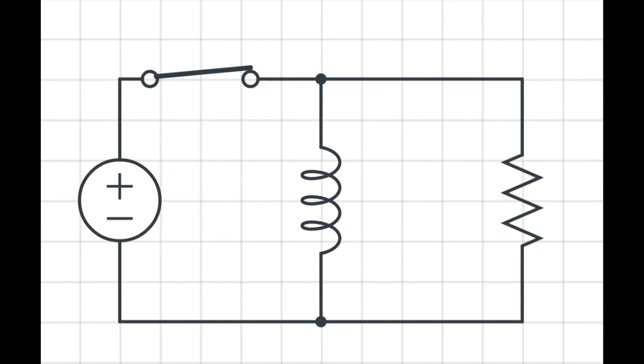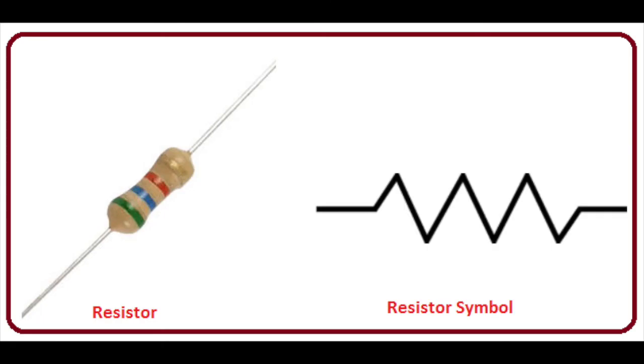This means that the main components that you will see in these types of circuits are, of course, resistors and inductors. Simply put, a resistor is a passive electrical component that is used to reduce current flow and is denoted by a zigzag line in circuit diagrams.